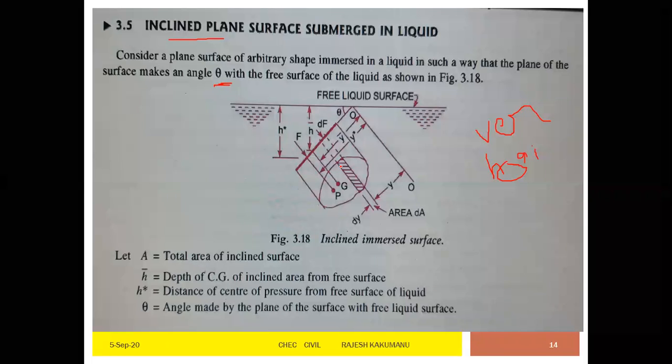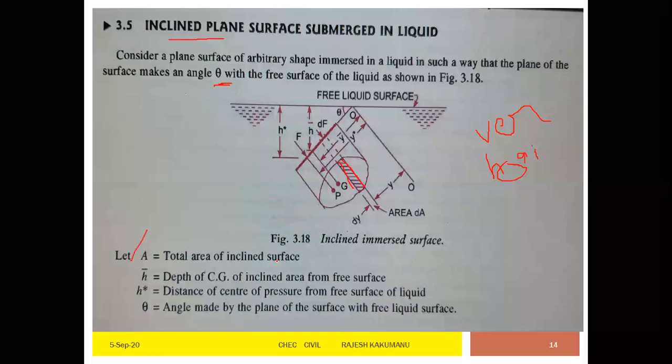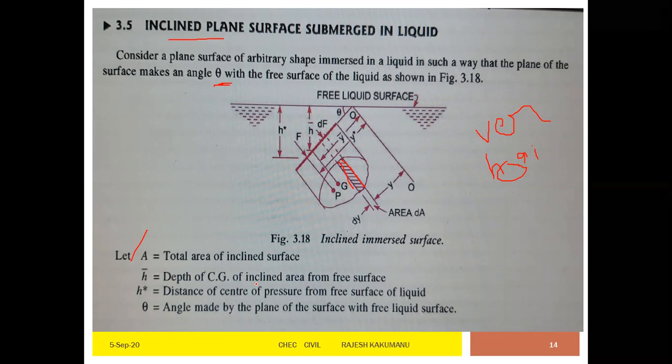Now if you take a small cross section for finding the formula, taking a small cross section area dA, right? So now applying, then what is the distance here? The distance from P to the surface of water is y star, and from the center of gravity to the surface of water is r. Now take A equals the total area of the surface. H bar equals the depth of the CG of the inclined area from the free surface. H star equals the distance of the center of pressure from the free surface.